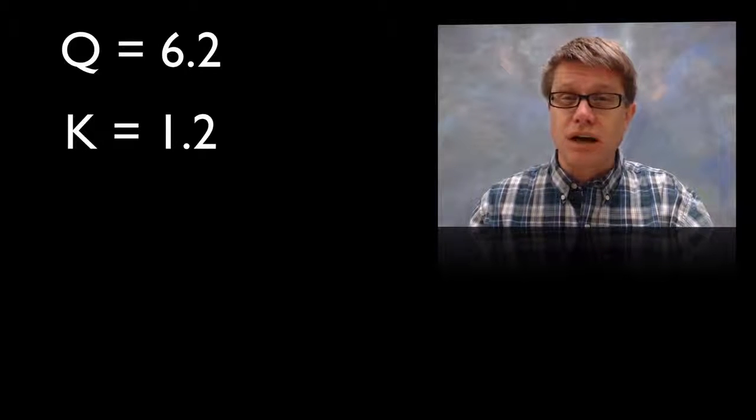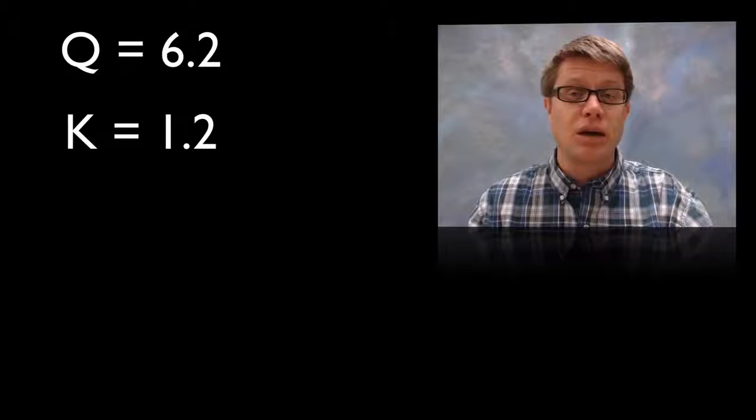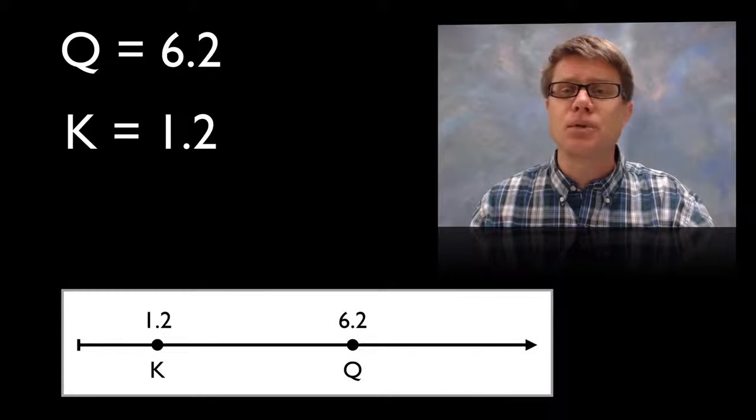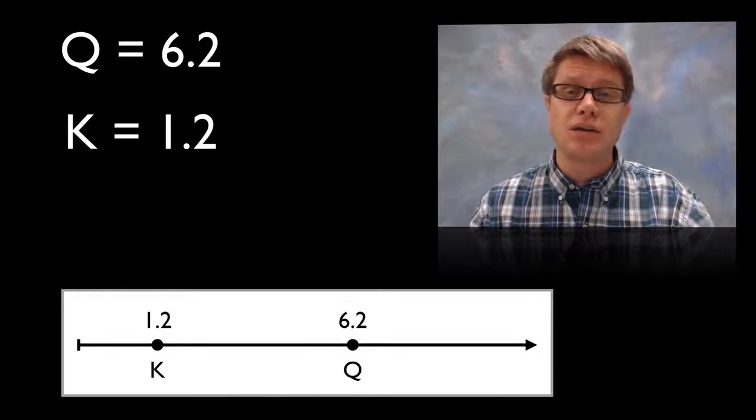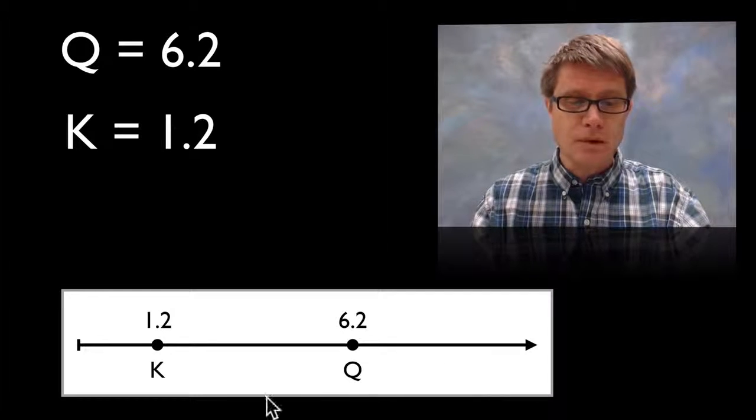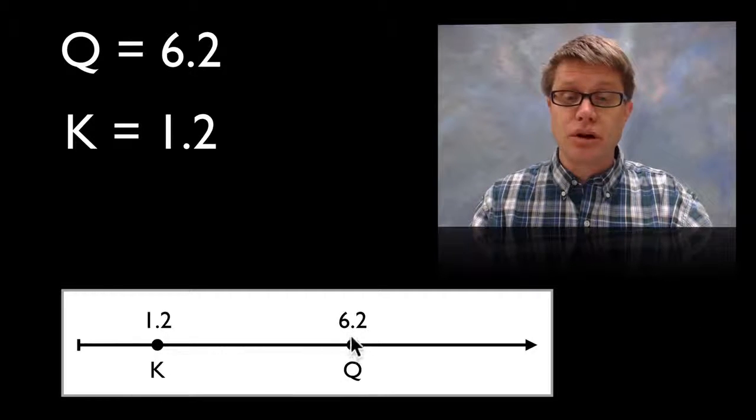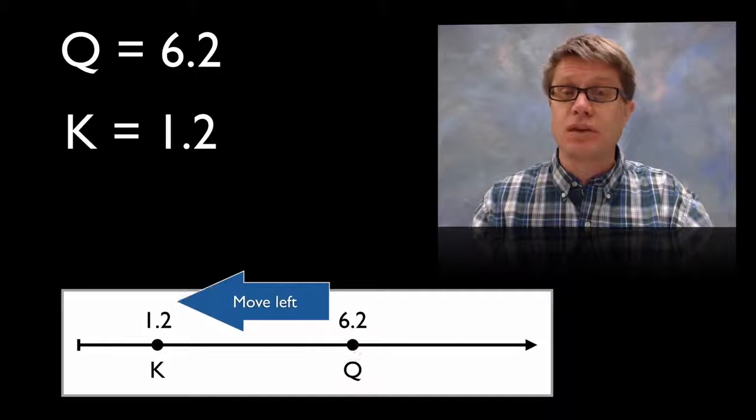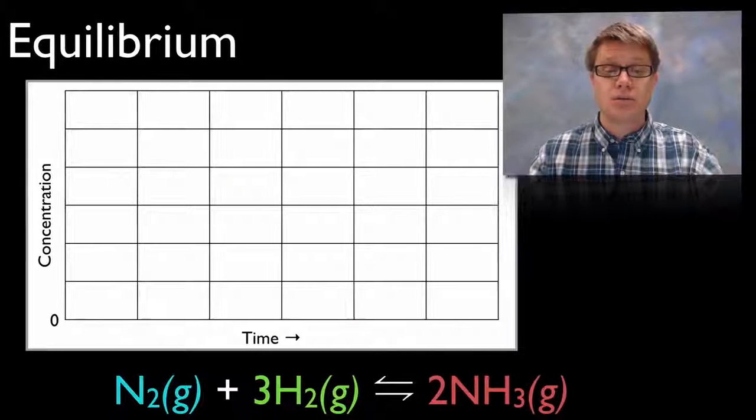And so again, if you're given values of Q and K, you should immediately be able to figure out, do we go to the right or do we go to the left? And sometimes this is confusing, so just put it on a number line. If I put the K and the Q values on a number line, K is where I want to go, Q is where I'm at. Where am I going to go? I have to move to the left. So I have to move from products to reactants.